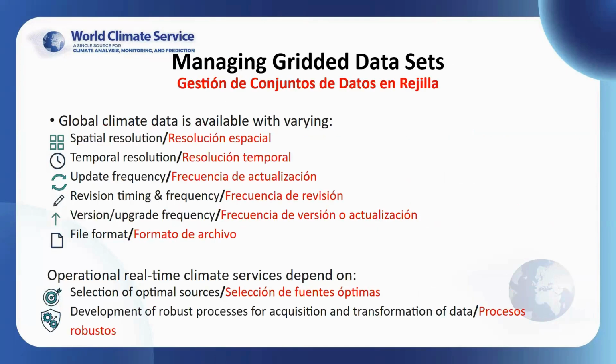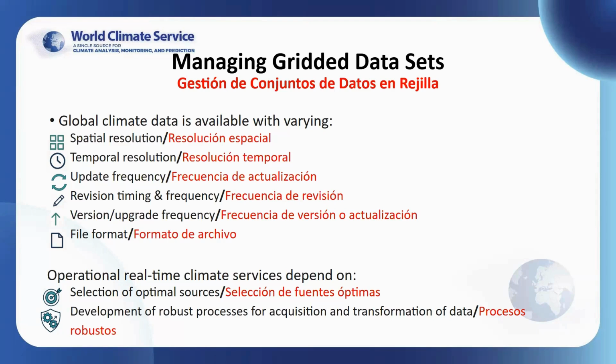And so just as an example for global climate data, so any of those models that I've mentioned, you have to manage different spatial resolutions, different temporal resolutions, different update frequencies, different revision timings, different versions, and different file formats. So you have to manage all of that complexity to come up with a map that shows some colors on it, right? In a way that provides value to the end user. And then likewise, an operational real-time climate service depends on selecting the best resources available for the job you're trying to achieve, and then developing robust processes for acquisition.